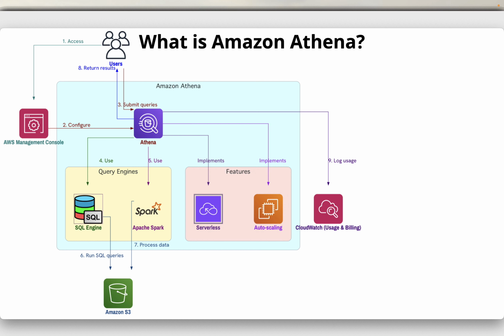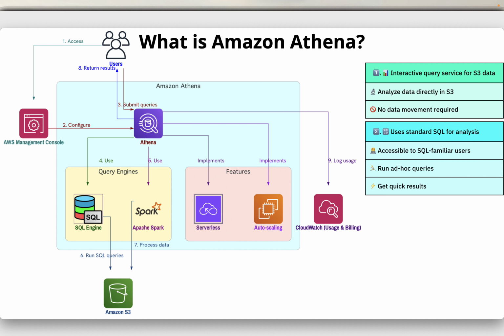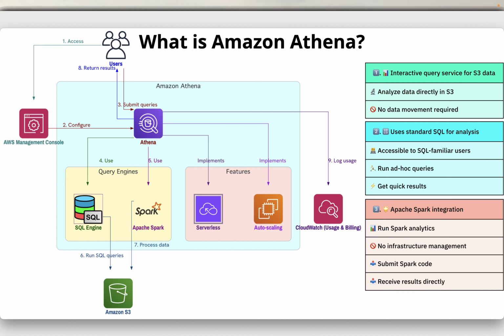So what is Amazon Athena? Amazon Athena is an interactive query service that allows users to analyze data directly on Amazon Simple Storage Service, Amazon S3, without moving it. Athena uses standard SQL for data analysis, making it accessible to users familiar with SQL syntax. This allows for running ad hoc queries and getting results quickly.